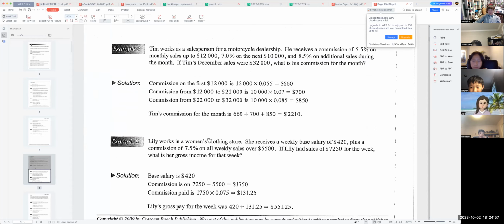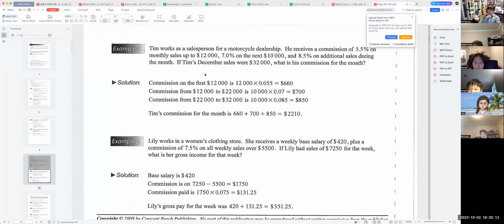OK，好，我们现在来看一下，有的时候啊，这个 sales 还是很奇怪，你卖的越多，他给你越多。看到没有？他说啊，commission at first 12,000，如果你卖了12000块钱，给你5.5%。But the next $10,000, Jasper, the next $10,000, you're making 7%. The third 10%, you're making 8.5%.